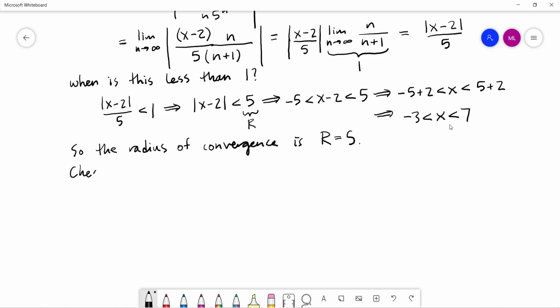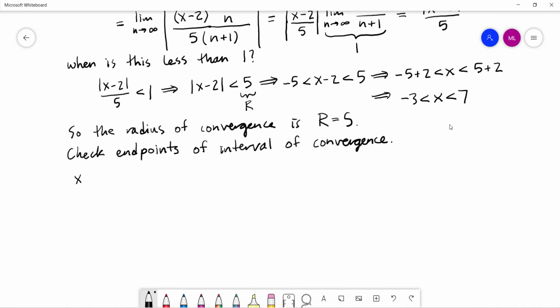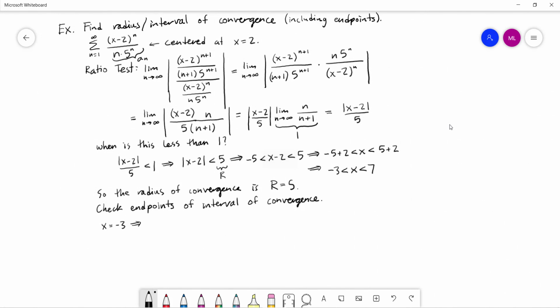So let's check the endpoints of the interval of convergence. I need to check negative 3 and positive 7 separately. So let's start with what happens when x is equal to negative 3. Coming back up to our original problem, we found that this thing converges when x goes from negative 3 up to 7, not including those endpoints. What happens at those endpoints?